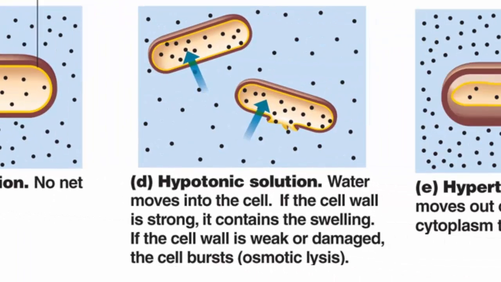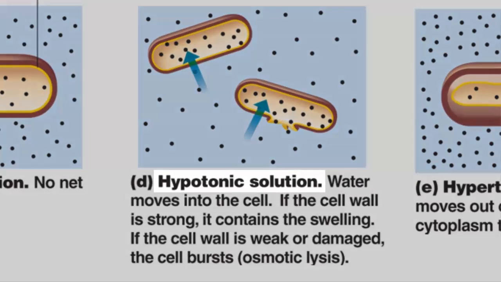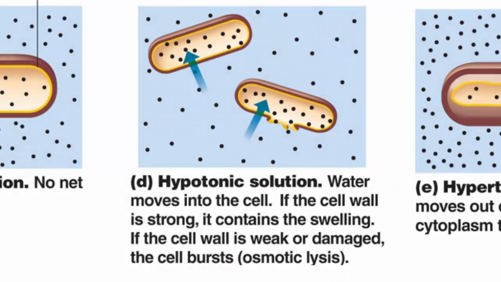However, if we put a cell into a hypotonic solution, hypotonic means that there are fewer solutes, therefore more water, outside this cell. So more water outside, less inside, water moves into the cell. If the cell wall is strong enough, it will contain the swelling against this high osmotic pressure inside. But if the cell wall is weak or damaged, the cell will eventually lyse.